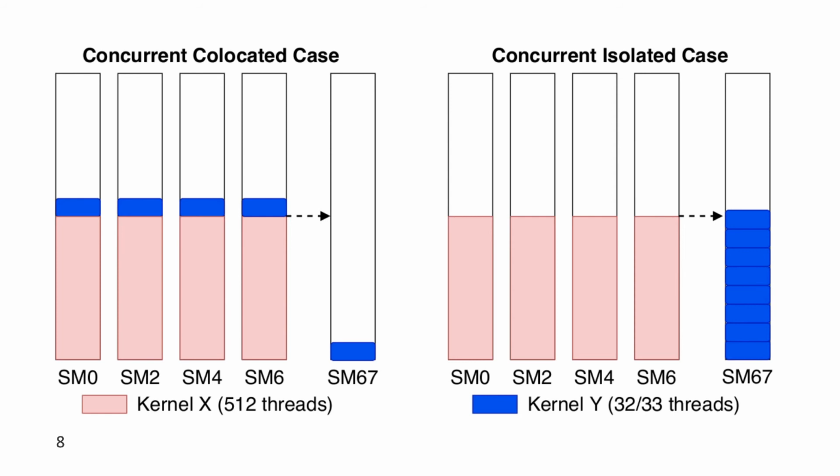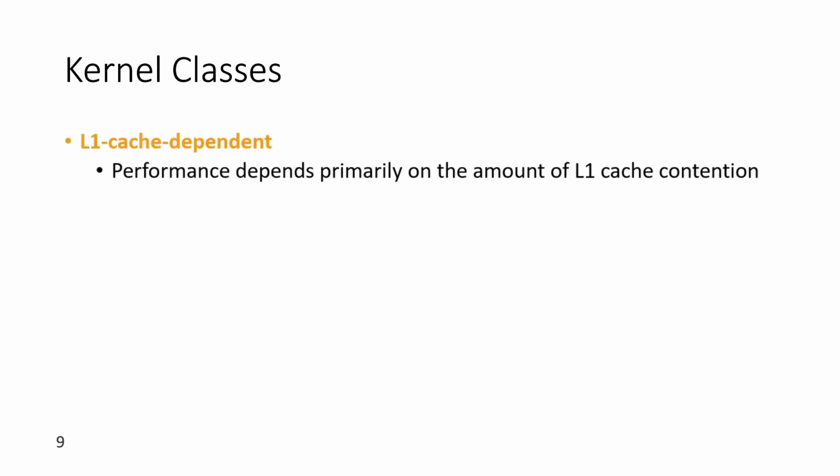Finally, we ran the 2 applications serially as well as a base case to compare the concurrent performance to. We examined the execution times of 4 common types of kernels in these 3 cases. The first was L1 cache-dependent kernels. As all blocks on the SM share the same L1 cache, the performance of these kernels depends primarily on the amount of cache contention, so they perform better when the cache is available for their exclusive use.